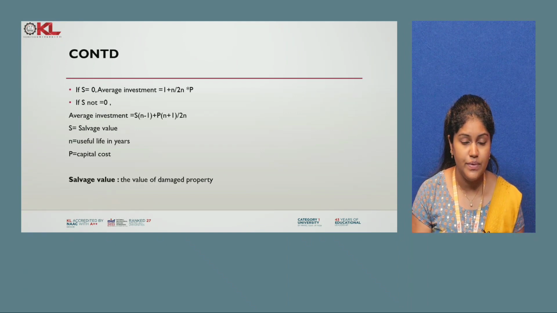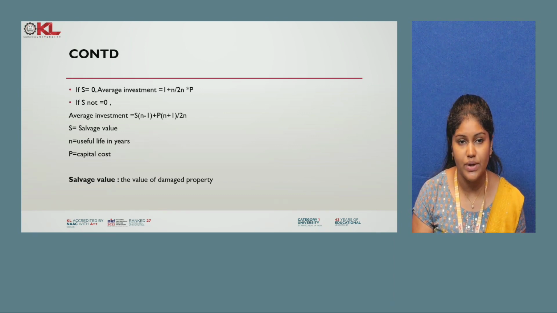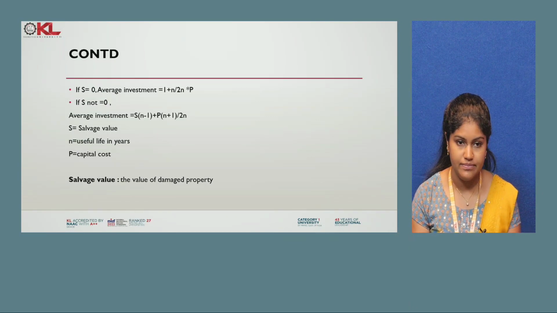So here there is an equation. If S is equal to 0, S is the salvage value. If S is 0, average investment is calculated as (1 + N) / 2N × P. N is the useful life in years and P is the capital cost. And if S is not equal to 0, the investment will be [S(N − 1) + P(N + 1)] / 2N, where S is the salvage value, N is the useful life in years and P is the capital cost. Salvage value means the value of that damaged property.